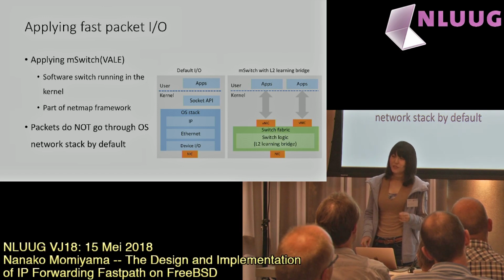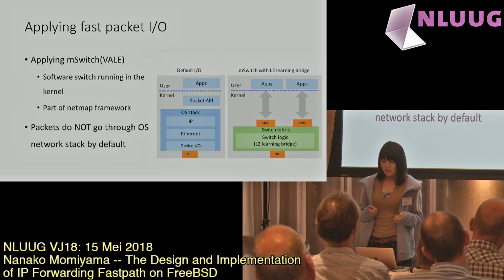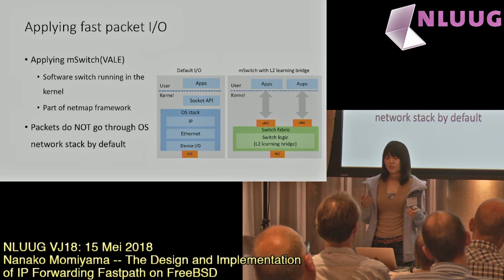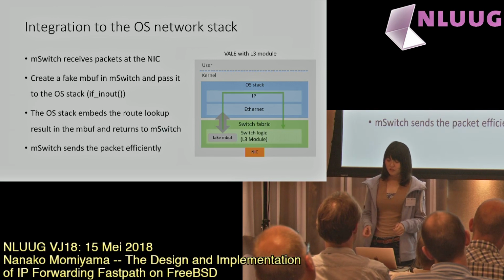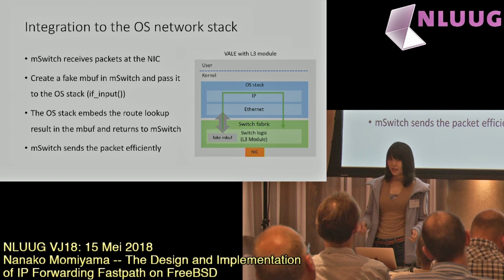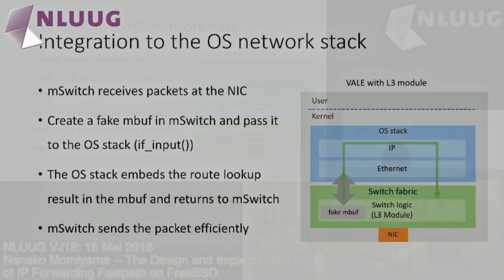Note that when we use mSwitch by default, the packets do not go through the OS network stack. They are directly passed to the user application. But our goal is speeding up a general purpose operating system with L3 functions. So we integrate the fast packet I/O framework, mSwitch, into the kernel network stack. mSwitch is used for the I/O part, and the OS stack is used to process the protocol stack.